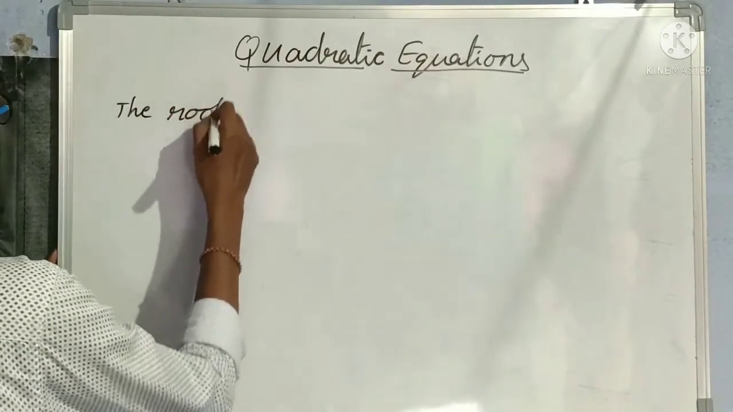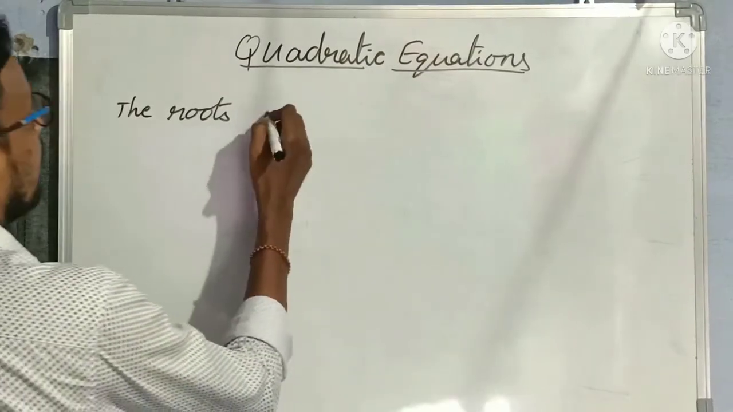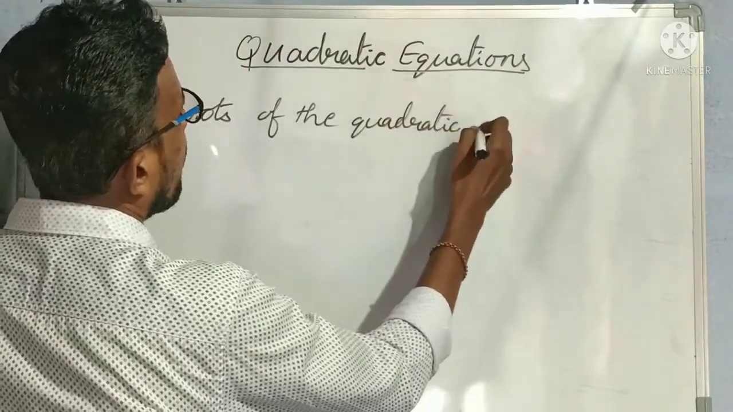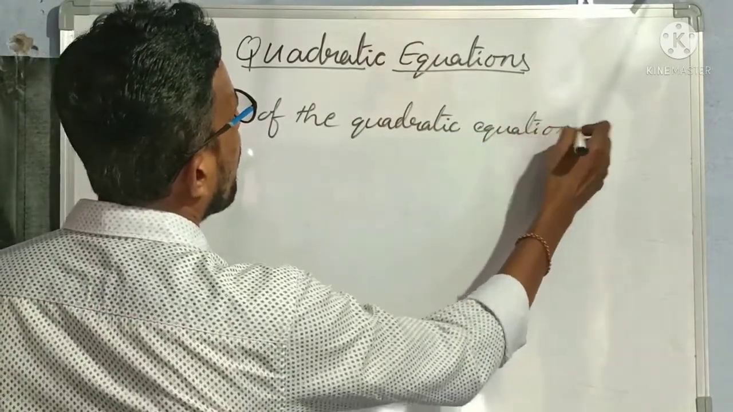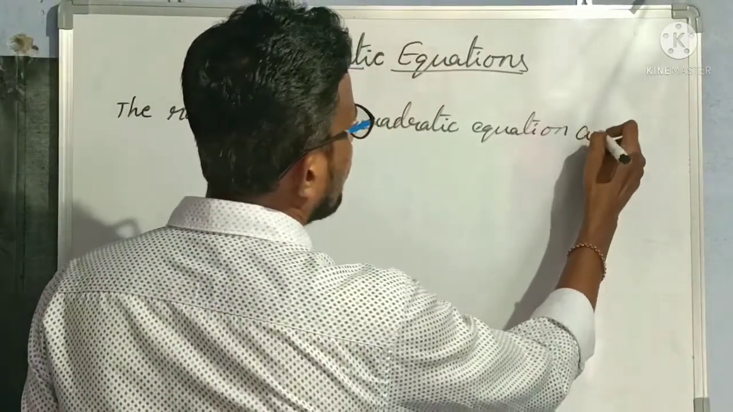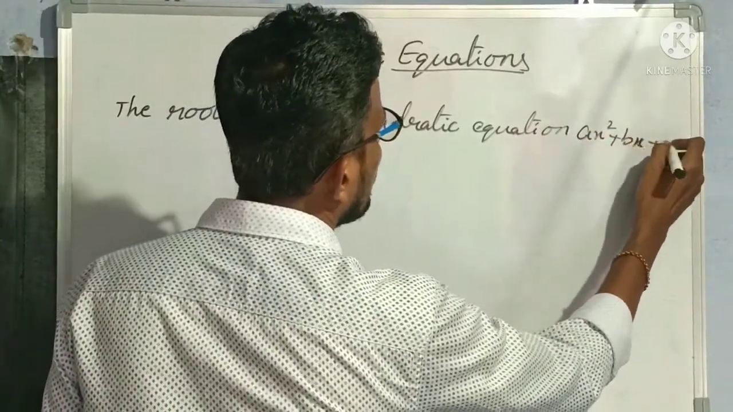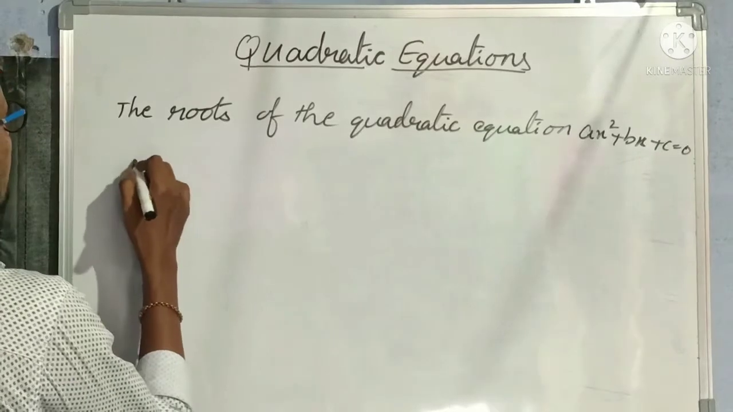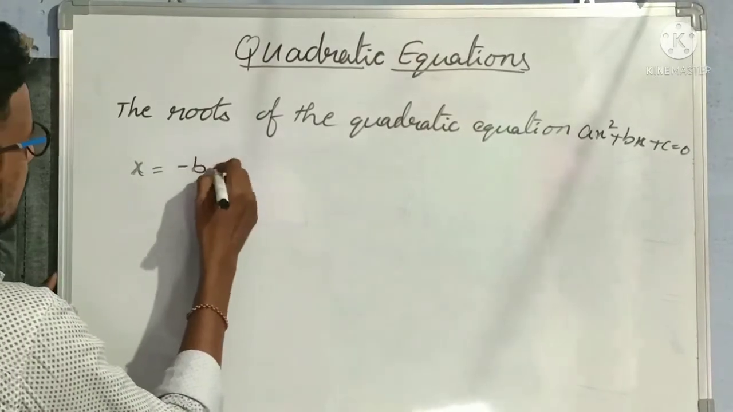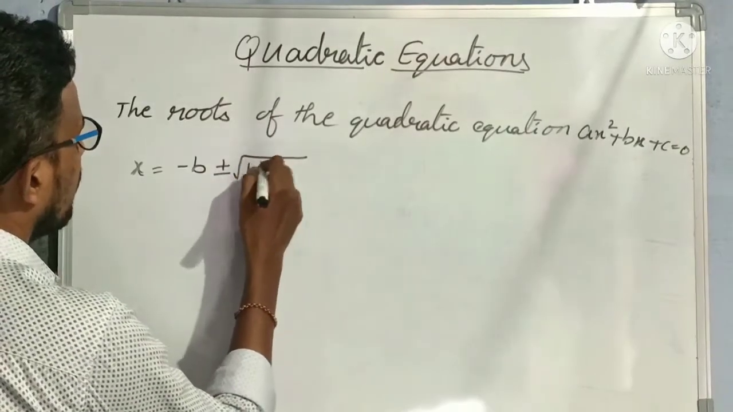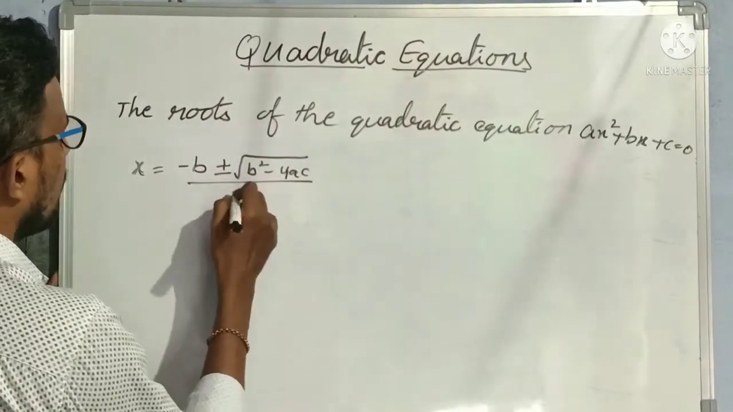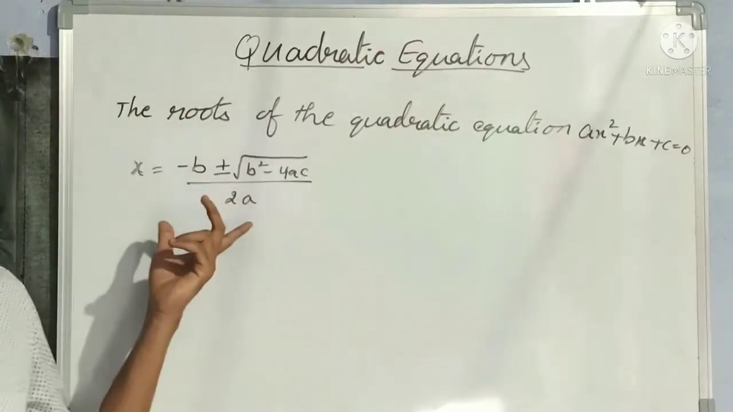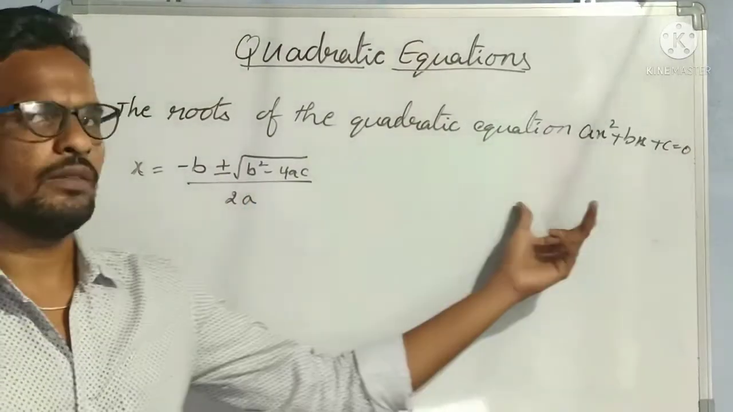First, already in our first class we have discussed the roots of the quadratic equation. So what is the general quadratic equation we are taking? ax square plus bx plus c is equal to 0, right? So what are the roots? x is equal to minus b plus or minus square root of b square minus 4ac by 2a. So these are the roots of the quadratic equation. Means this is the formula to find the roots of the quadratic equation, right?